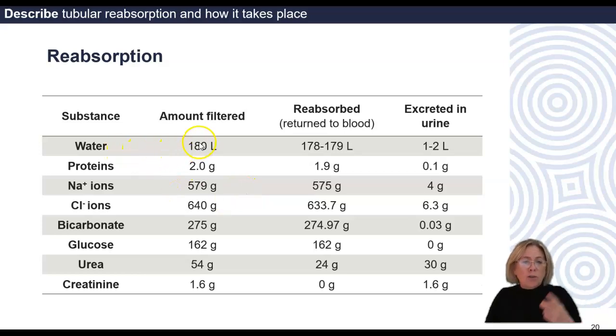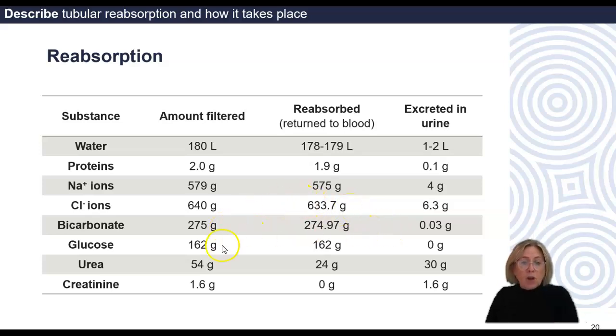So water, nearly all of it is reabsorbed back into the blood, and 1 to 2 liters then excreted per day on average. Proteins shouldn't be found in the urine, so you can see that nearly all of the protein that's filtered gets reabsorbed. Same for sodium, and of course same for chloride.